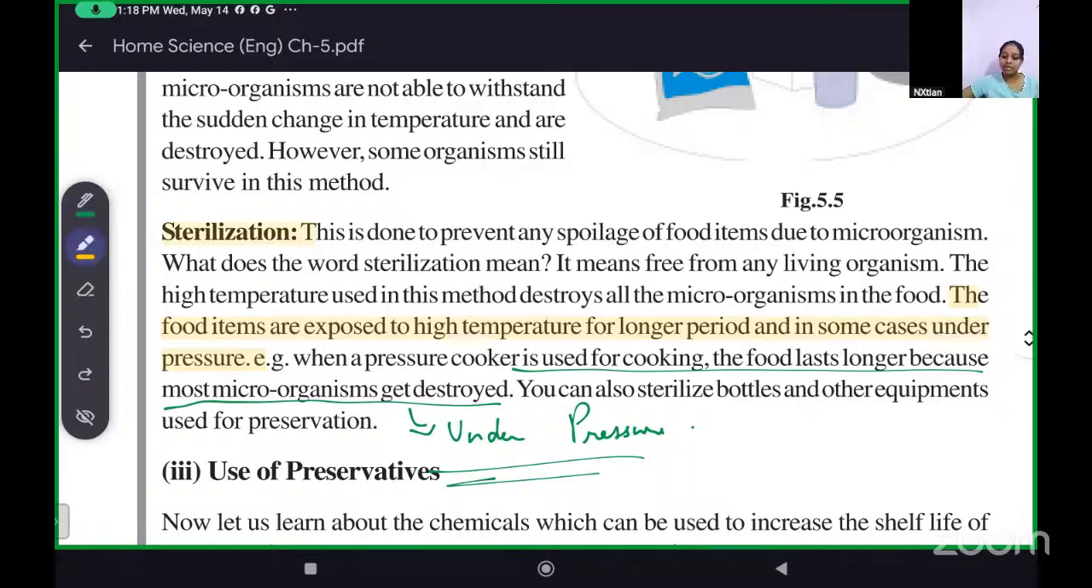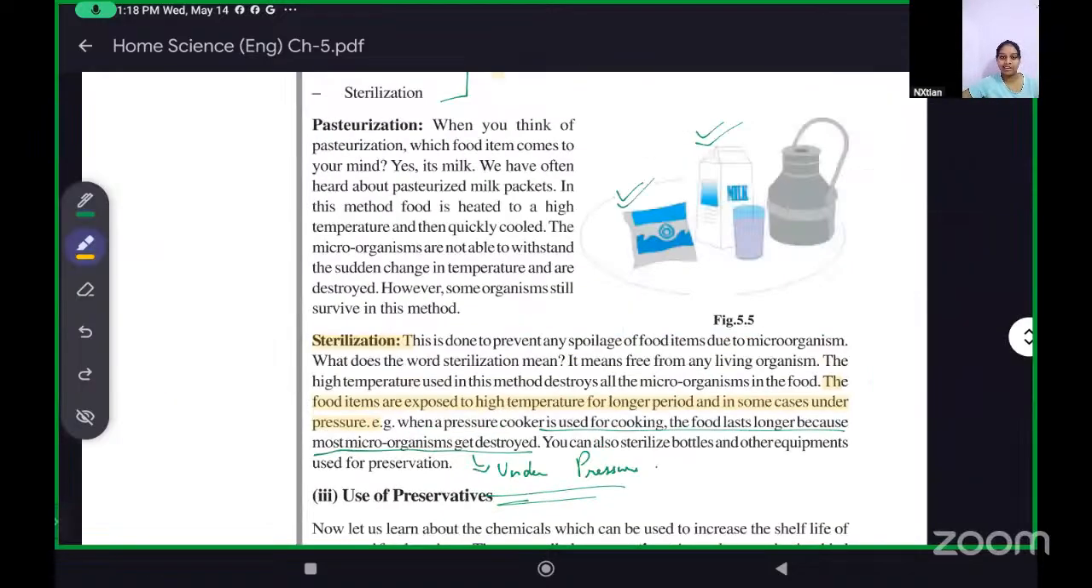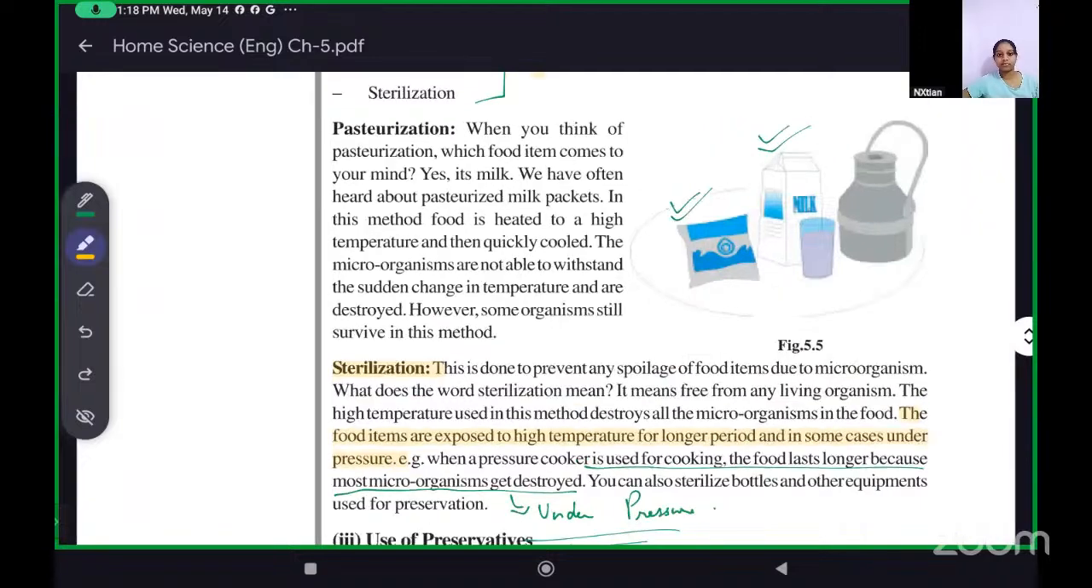Understood what is pasteurization and sterilization? Any doubt? No, ma'am. No, I think I got it. Yeah. Okay, Megan.